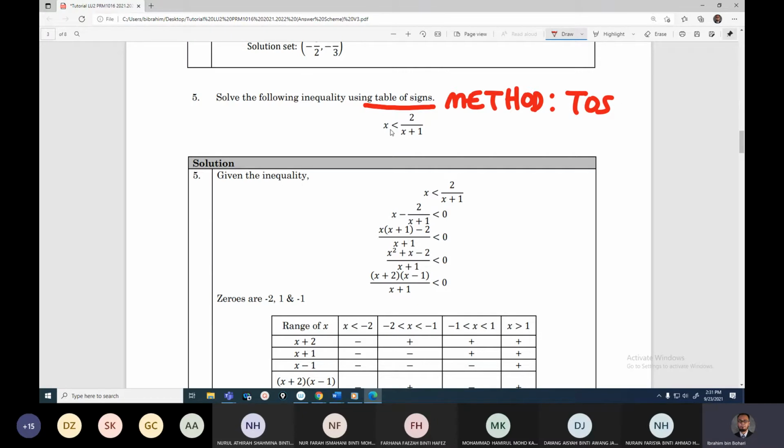Rational function: x less than 2 over x plus 1. First step, x minus 2 over x plus 1 less than 0, where the denominator of the rational function equals x plus 1. So here you cross multiply, and the denominator equals x plus 1. So it equals x squared plus x minus 2 over x plus 1, less than 0.